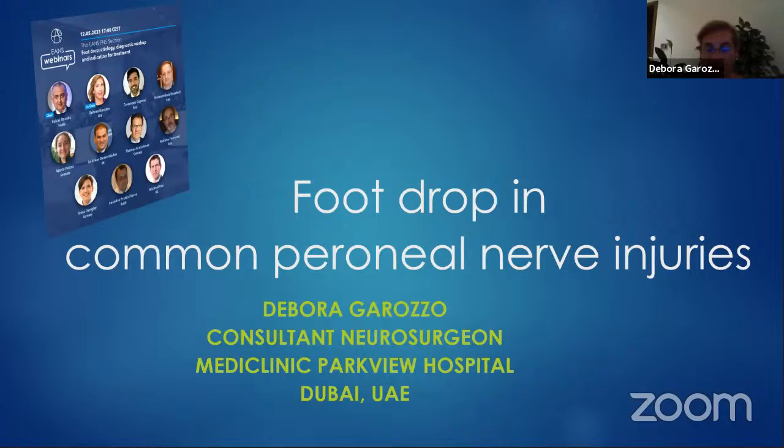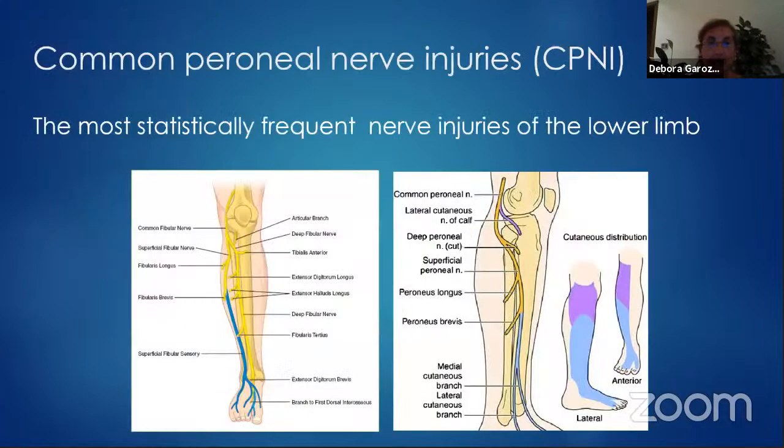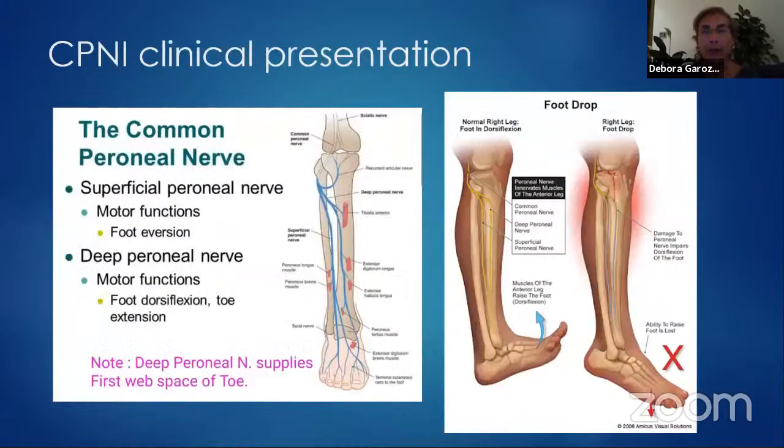So we definitely have to say that foot drop related to common peroneal nerve injuries is a rather frequent pathology that we can see in neurosurgical practice, because these are the most statistically frequent nerve injuries of the lower limb. Now, the clinical presentation is that of a foot drop, because we have a denervation of the peroneal muscles that provide foot eversion, as well as denervation of the tibialis anterior and the extensors for the toes.